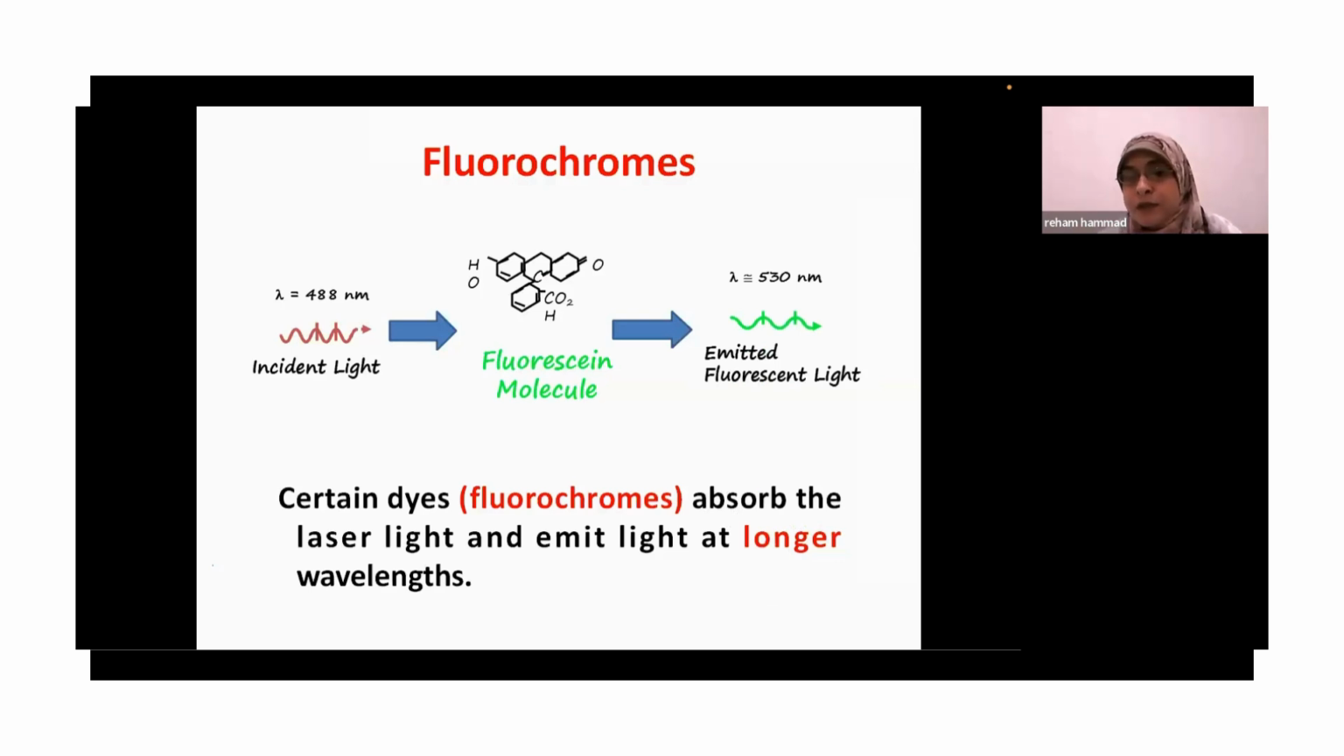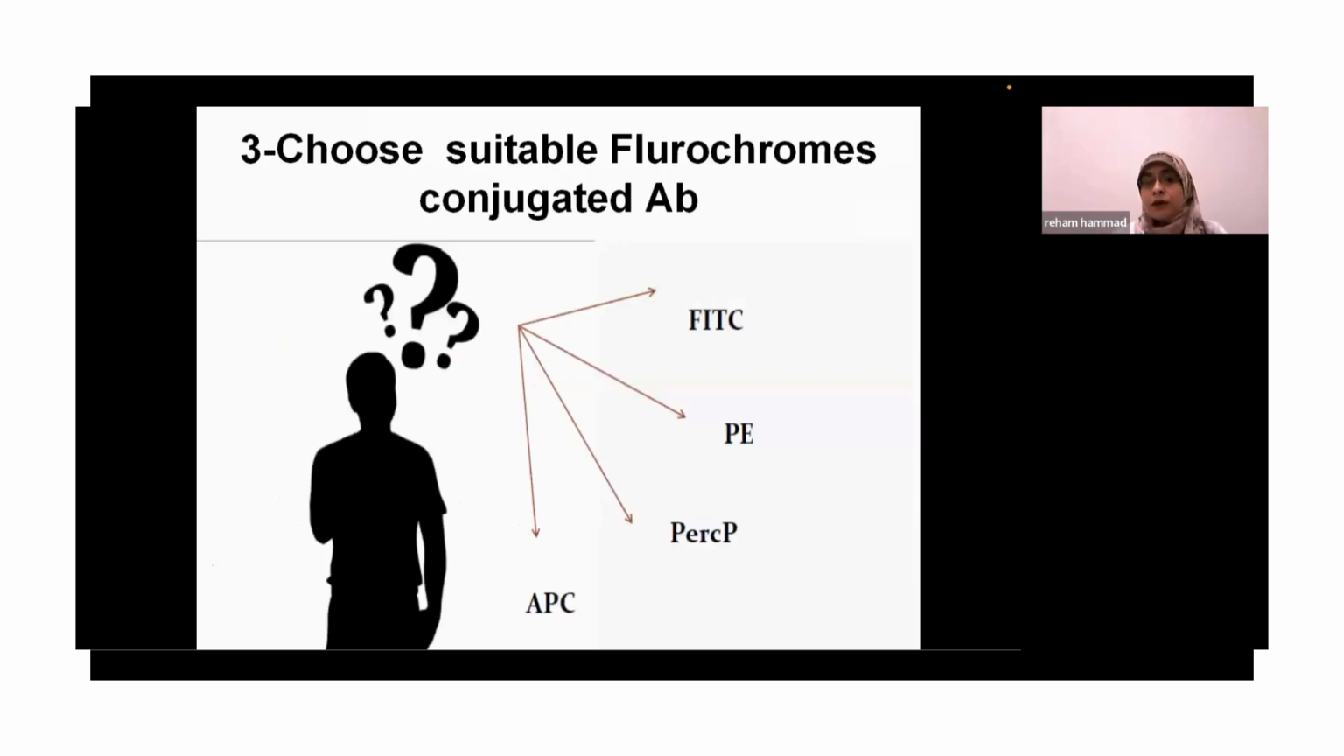I have given an example, which is the fluorescein molecule, but this is not all. Sometimes we have many conjugates inside a single sample to see more than one antigenic structure on the cell in the very same setting, and we put them all in the same tube. So there is the FITC, the PE, the PerCP, the APC. So how do I know which suitable fluorochrome is to be conjugated with the antibody so that I can identify a specific antigen? Is there a rule for that?